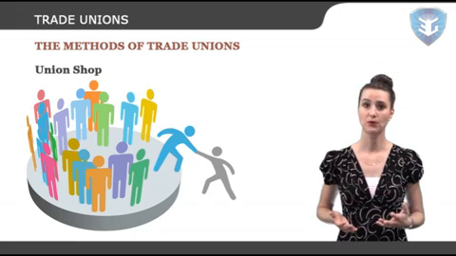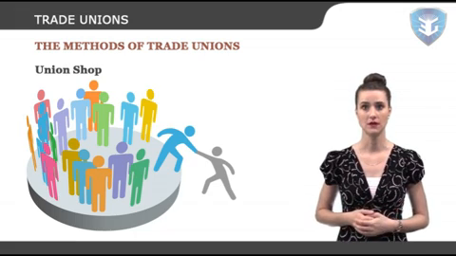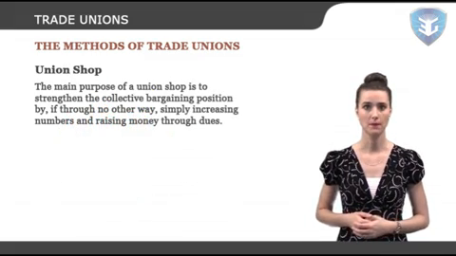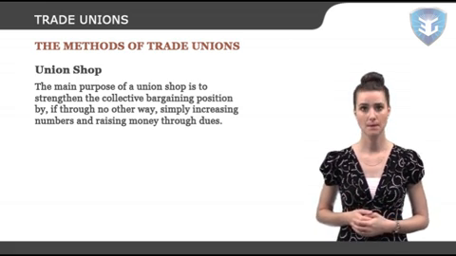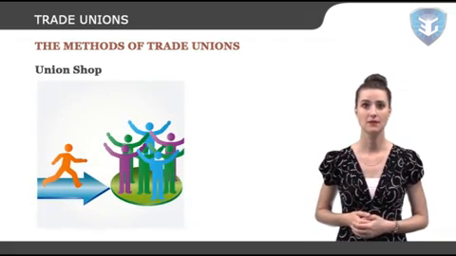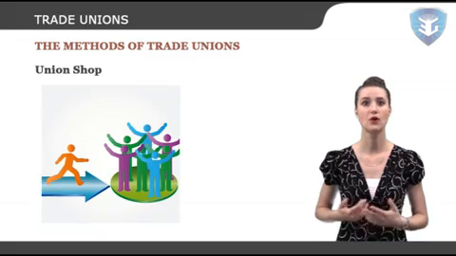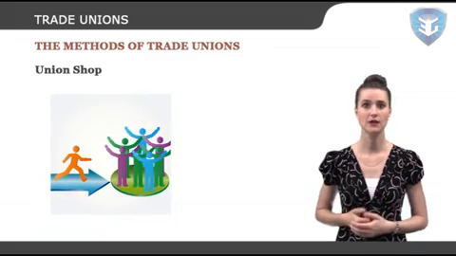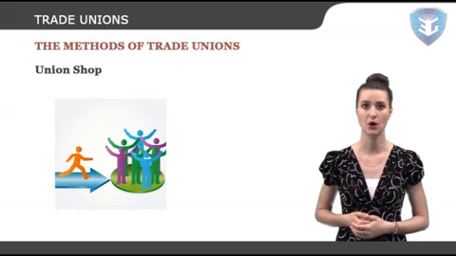The other option employees have is to not join the union, but still pay an amount to the union equivalent to the dues. The main purpose of a union shop is to strengthen the collective bargaining position by, if through no other way, simply increasing numbers and raising money through dues. It is based on the theory that the more numbers a union has, the more influence it possesses. This should give the union a better advantage when it comes to negotiating during the collective bargaining process.